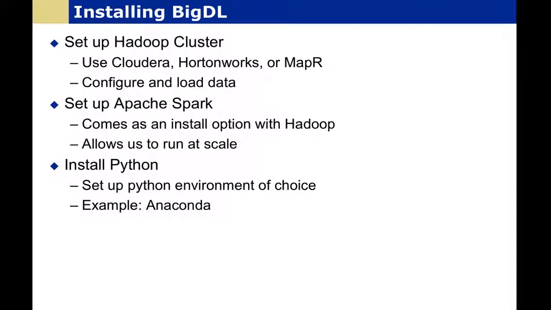Okay, so here's how we can install BigDL. First, we need a Hadoop cluster. That means we can use Cloudera, Hortonworks, or MapR, or some other distribution. We can also use cloud-based versions like Microsoft's HDInsight, Amazon's Elastic MapReduce, or EMR, or Google Dataproc. Then, we need to ensure that we're running Apache Spark. Most of the Hadoop versions also include optional support to install Apache Spark as part of their install.